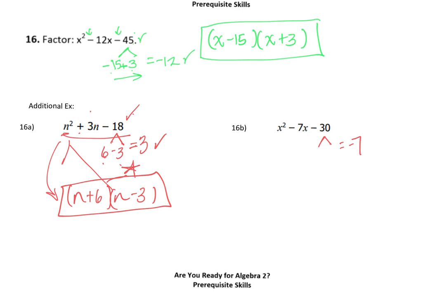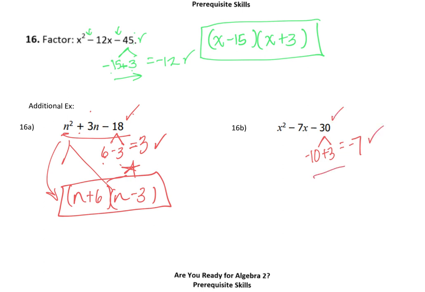How about 15 and 2? 15 and 2 will subtract to 13 or negative 13. I don't like that. What about 10 times 3? Let's say negative 10 and positive 3. They multiply to negative 30.